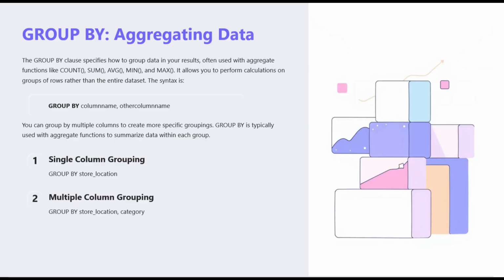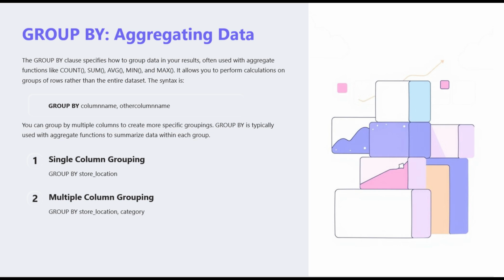All these aggregate functions can be used with the group by statement. The group by clause specifies how to group data in your results. It's often used with the aggregate functions like the count, sum, average, mean, and max, which we've discussed earlier. It allows you to perform calculations on groups of rows rather than the entire data set. The syntax is as thus: group by, and you specify the column name. You can specify 2 column names by using multiple columns.